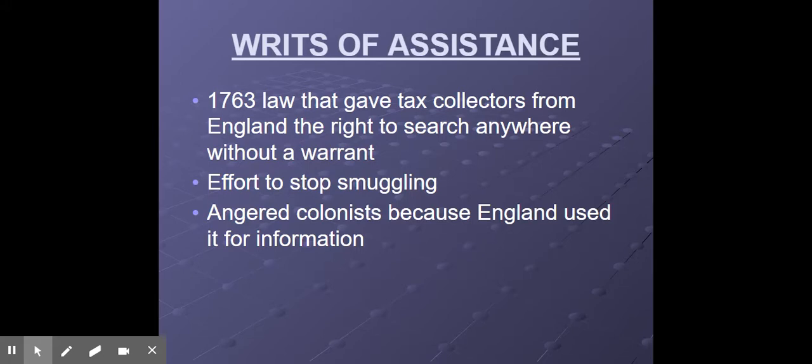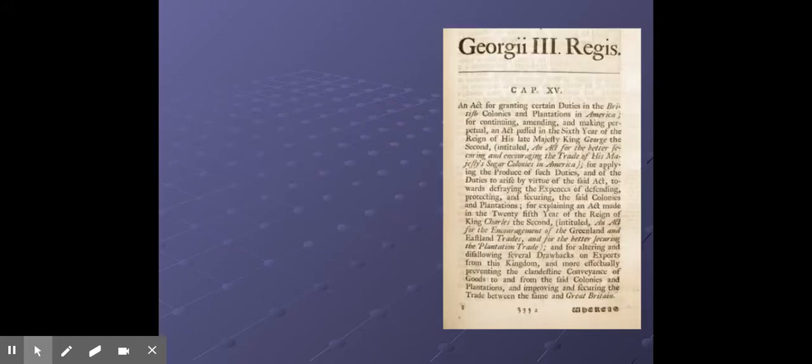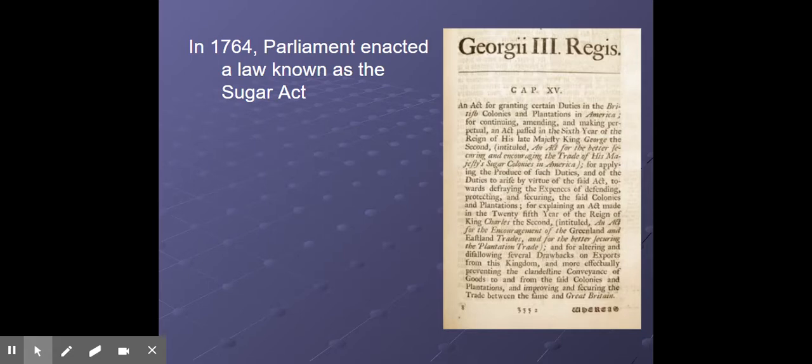Now, what is the quickest way for a government to raise money from its population? To raise taxes. So after the 1763 writ of assistance law to crack down on smuggling, in 1764 we get our first act. Okay, and this act is another word for tax. Okay, in 1764, Parliament enacts a law known as the Sugar Act. Okay, in reality, it is a tax on sugar and other goods. Okay, now I'll be honest with you, there are a bunch of acts, there are a bunch of taxes. We are just going to focus on a few.